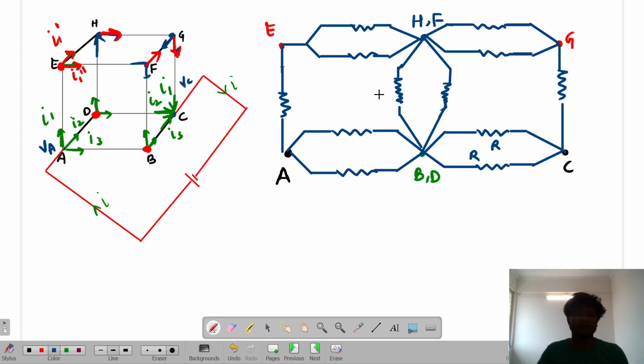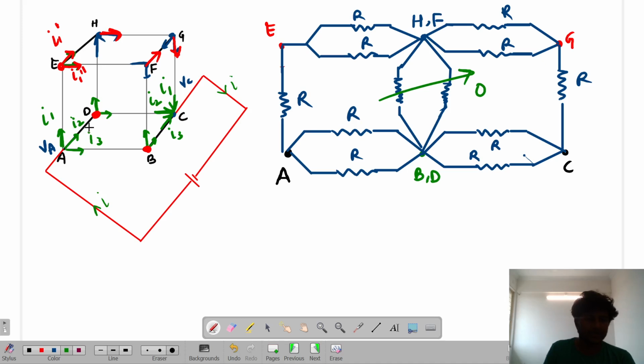So this is R, this is R, this is R, this is R, R, R, R, and R. You can see that this part and this part are totally symmetrical or not, and their cross product is also similar, isn't it? So basically, net current through this is how much? Zero. Both of them is how much? Zero. Because H and F and B and D are at same potential. Got the idea?